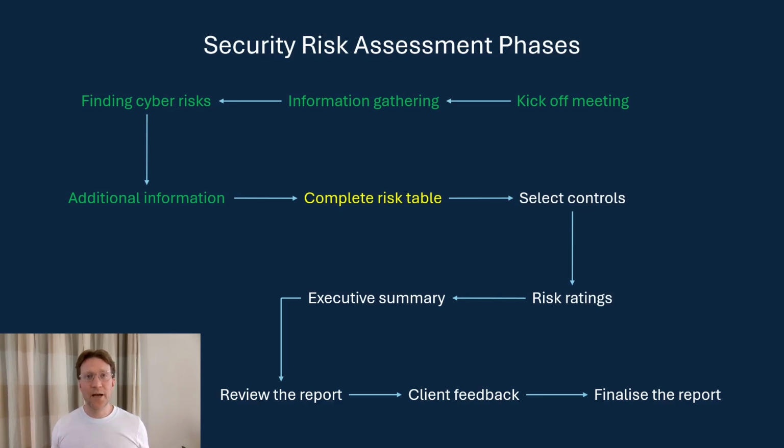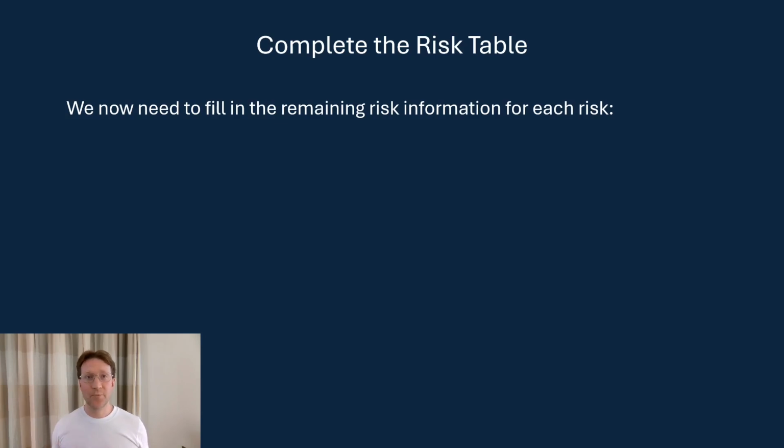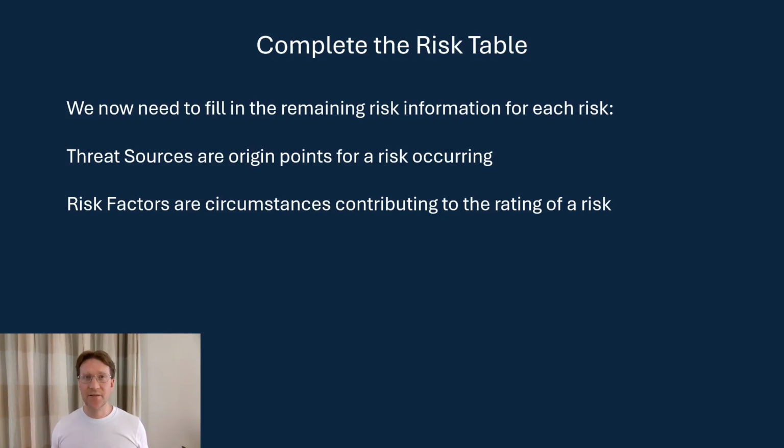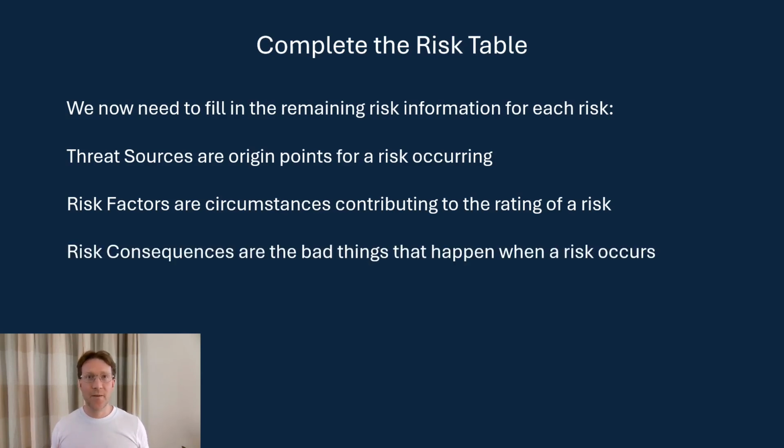Now, in this video, we will build out the remaining details for each risk in the risk table of our cybersecurity risk assessment document. If we look at what we need to do to complete each risk we came up with based on our client scenario, we know that threats are problems we encounter that can cause risks to occur. These can also be called threat sources. Risk factors are circumstances. Generally, they're going to be vulnerabilities or weaknesses that contribute towards the rating of a risk by either making the risk more likely to occur or having a more severe impact if the risk does occur. Then we have risk consequences, the bad things that happen when a risk occurs.